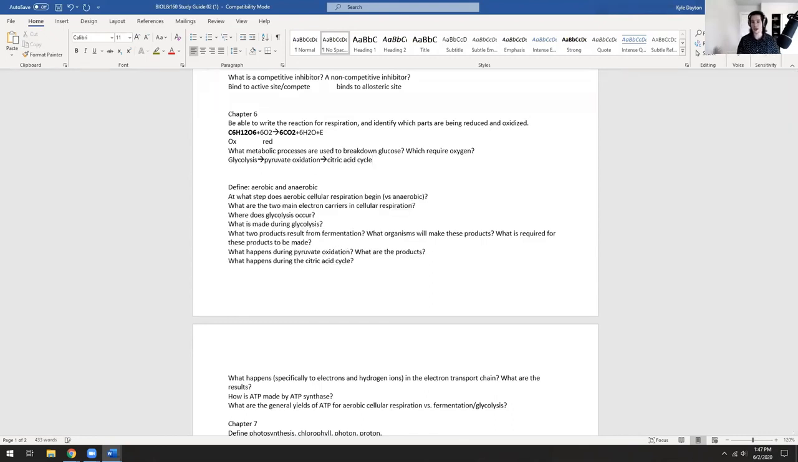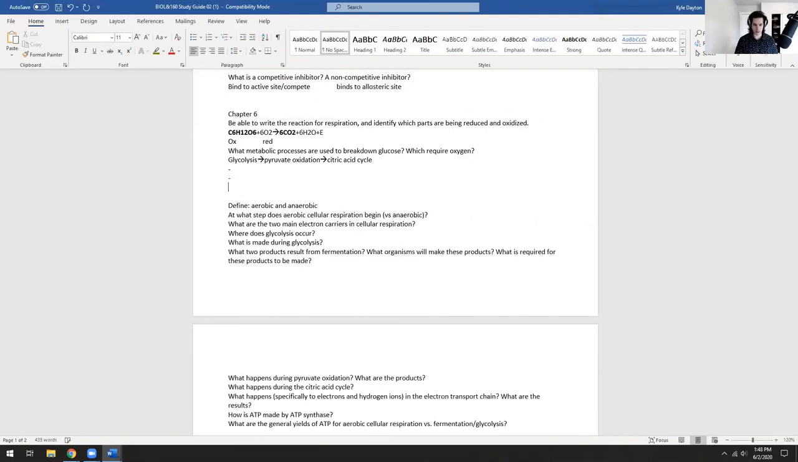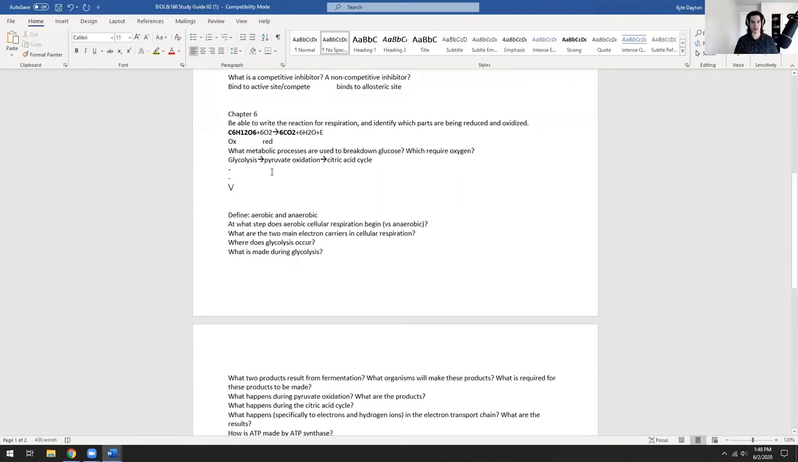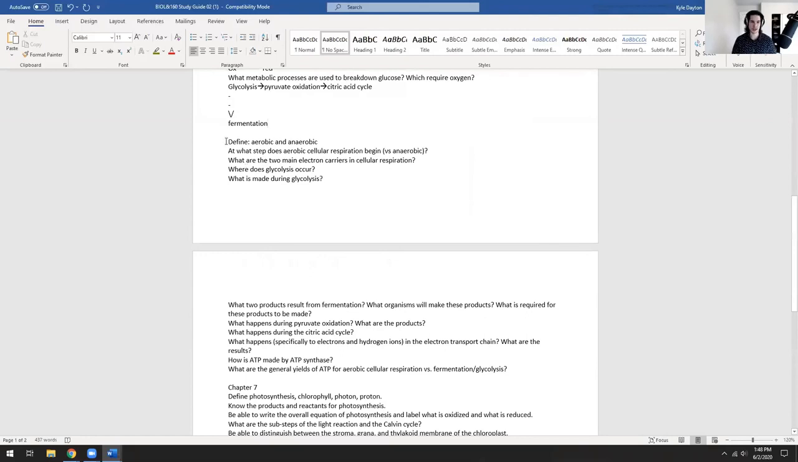Now, if you're in anaerobic conditions, you go from glycolysis, then you could go through fermentation. Right, glycolysis to fermentation, where you take that pyruvate and you ferment it to make ethanol or lactic acid.